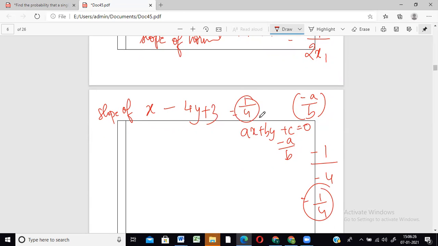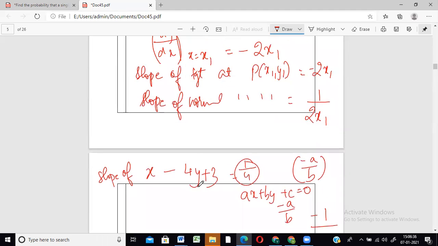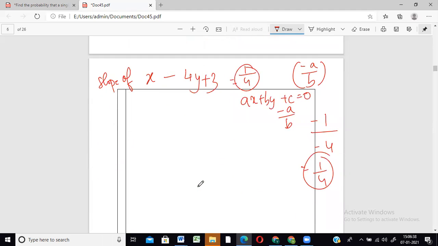Now after finding the slope of this line, why did we find it? Because of that extra information given in the question, which says the normal is parallel to this line. Parallel lines will always have equal slope, the same slope. So these two lines are parallel. Normal is parallel to this line x minus 4y plus 3. If its slope is 1 by 4, then the slope of normal should also be equal to 1 by 4 only.